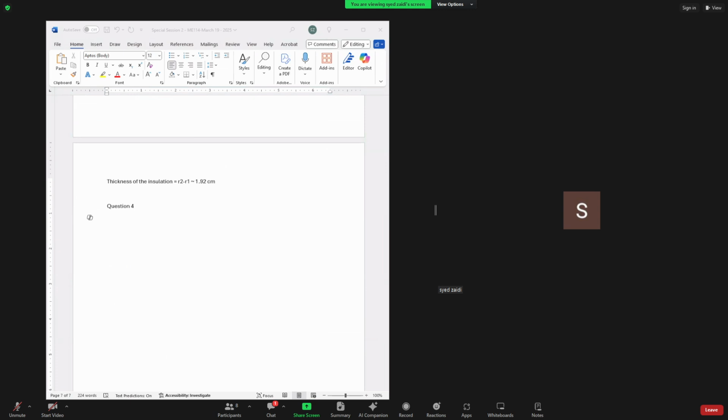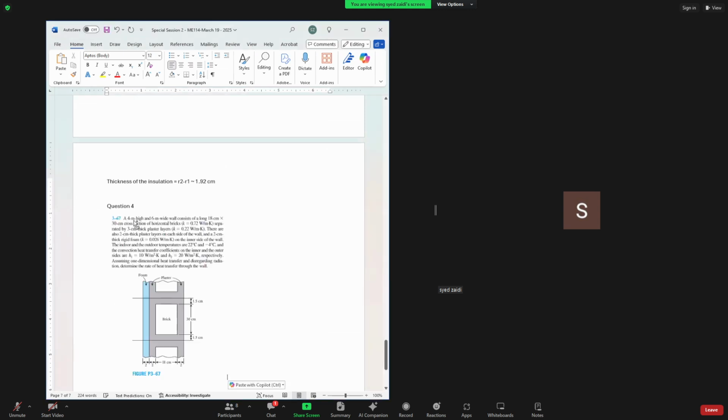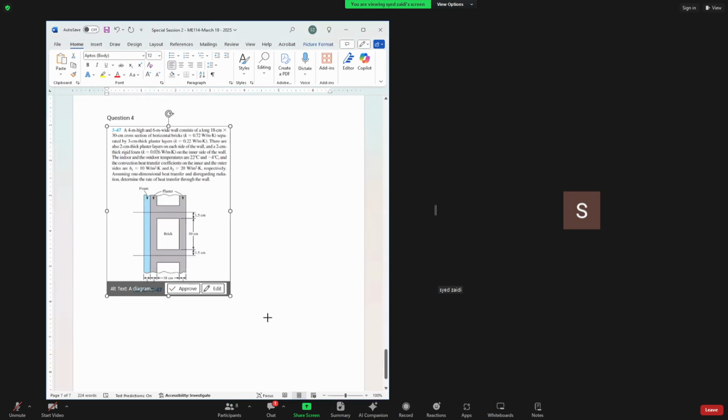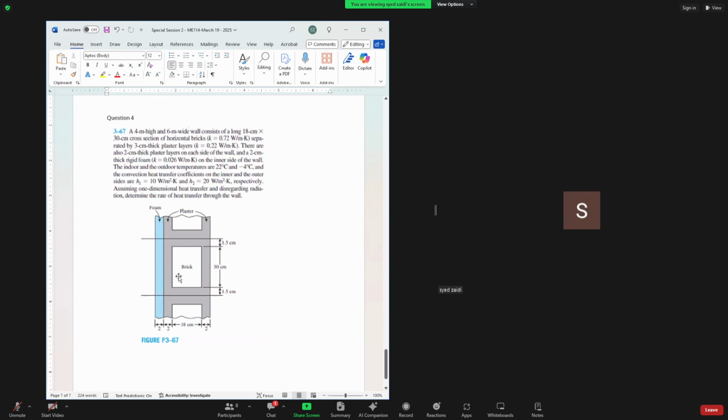Okay, so this is a good question, and I have given this question in the assignment as well. So you can do that. So this is the wall. Actually, we did it in the class as well. This is a foam, then you have a plaster, then you have brick, and the thicknesses of the plaster and the brick width are given. So the whole wall is 4 meter high, 6 meter wide.